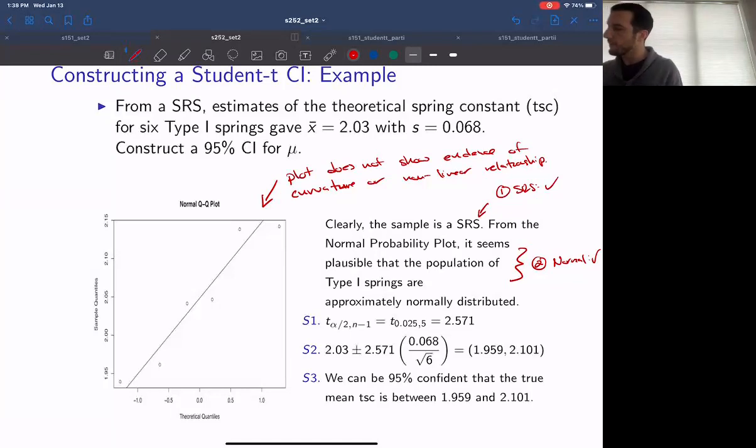Okay, so now that we have checked the assumptions, we can work through and use the student t-table to complete our interval. So on step 1, we're just finding the parameters for our t variable. So we're using a 95% interval. So alpha is going to be 1 minus 0.95. So alpha over 2 will be 0.05 over 2, which is 0.025. And then our degree of freedom here is going to be n minus 1, which in this case is going to be 5.